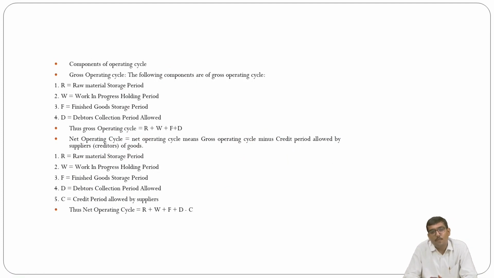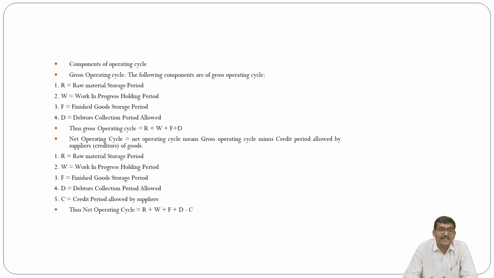On that basis, the components of operating cycles are the gross operating cycle and the net operating cycle. The gross operating cycle determines the raw material storage period, work in progress holding period, finished goods storage period, and debtors collection period allowed. Thus, gross operating cycle is equal to R plus W plus F plus D. R stands for the raw material storage period, W for work in progress holding period, F for finished goods storage period, and D for debtor collection period allowed.